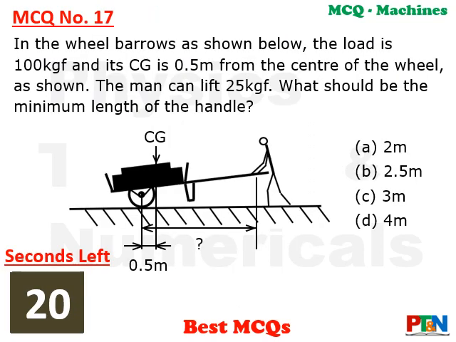Next MCQ. In the wheelbarrow as shown, the load is 100 kgf and the center of gravity of the load is half meter, 0.5 meter away from the center of the wheel. The man can lift 25 kgf. What should be the minimum length of the handle? 4 options. You need to do the calculation. Come to your answer. Your timer starts now.